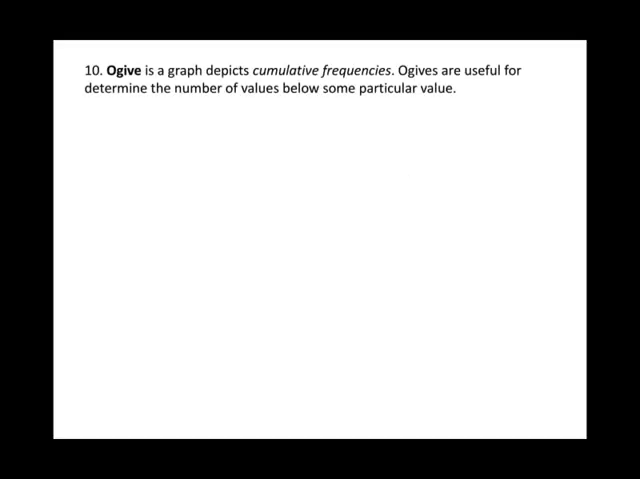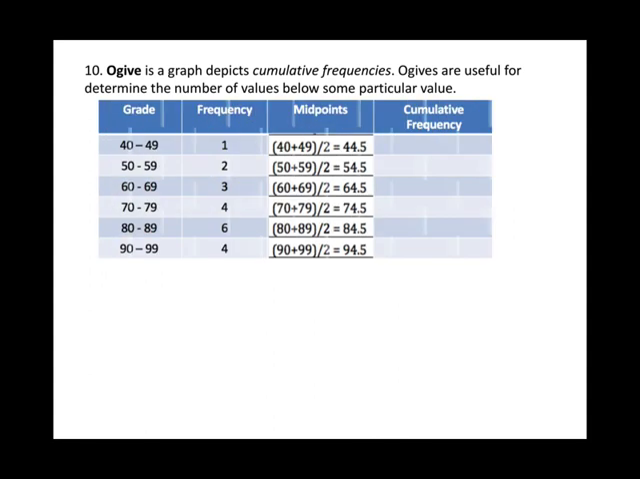Okay, the last one. An ogive is a graph that depicts cumulative frequency. Ogives are useful for determining the number of values below some particular value. First, please find the cumulative frequency. Remember how to find the cumulative frequency? You just need to add the previous frequency.